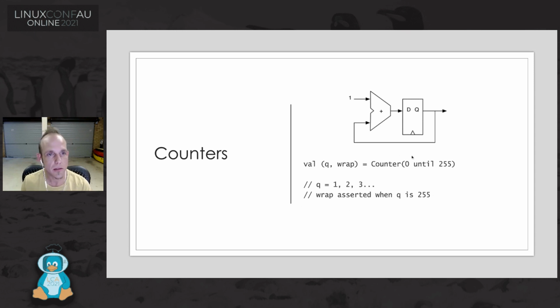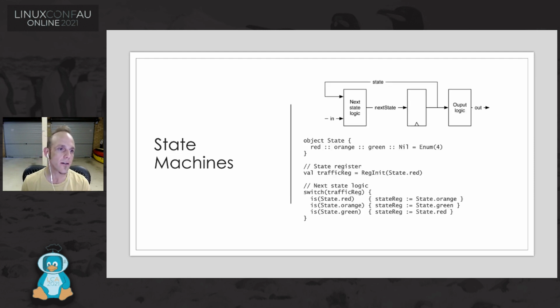Counters are another one of these building blocks. So you have a value, and then every time the clock pulses, you add 1 to that value. So here's a counter from 0 to 255, and then that's assigned to Q, and that'll just count up through numbers. And then when Q gets up to 255, this wrap signal gets asserted. And that's really useful for all different types of circuits.